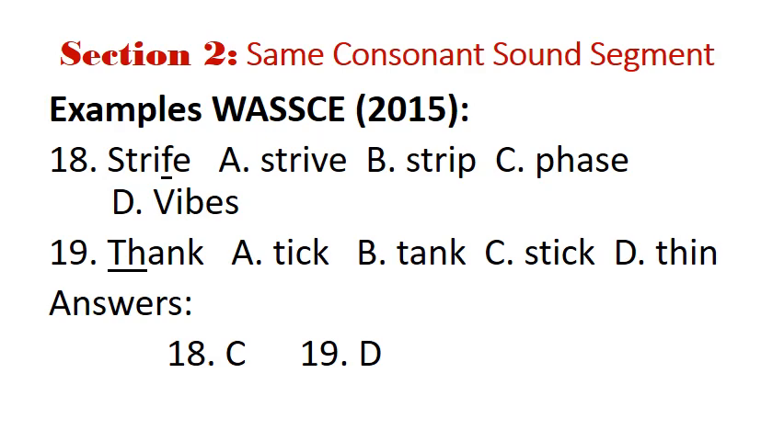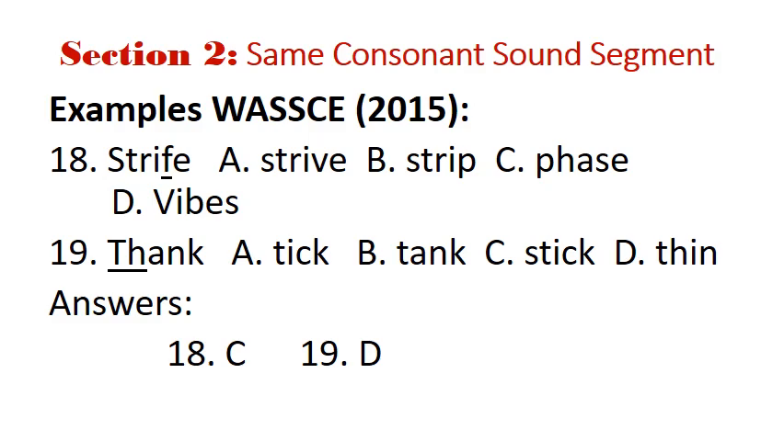Option C goes with phase. The PH produces the sound F. Option D goes with vibes. The V is thicker than what we need. So in this instance, we need option C, because that is the option that contains the sound F. So irrespective of the PH, we pick the C as our answer.